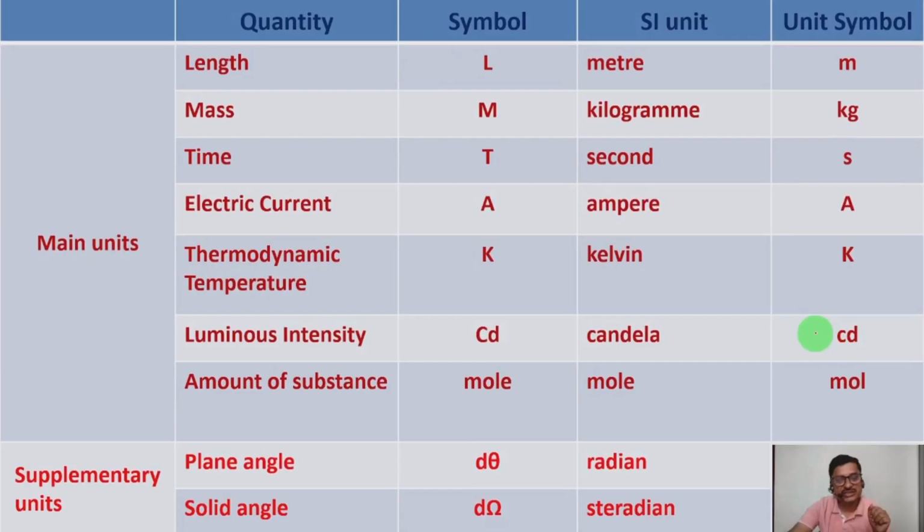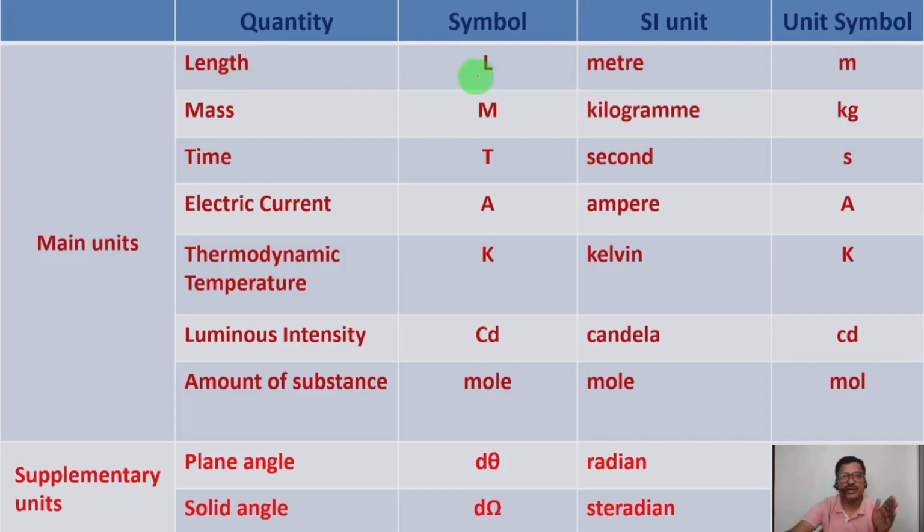Here, as I am mentioning, there are fundamental units and base units. These are for the fundamental physical quantities. Seven fundamental physical quantities are taken for them. The physical quantity symbol, SI unit, and unit symbol are mentioned. Along with this, there are two supplementary units. The main units are also called fundamental units or base units, and we will take them in detail.